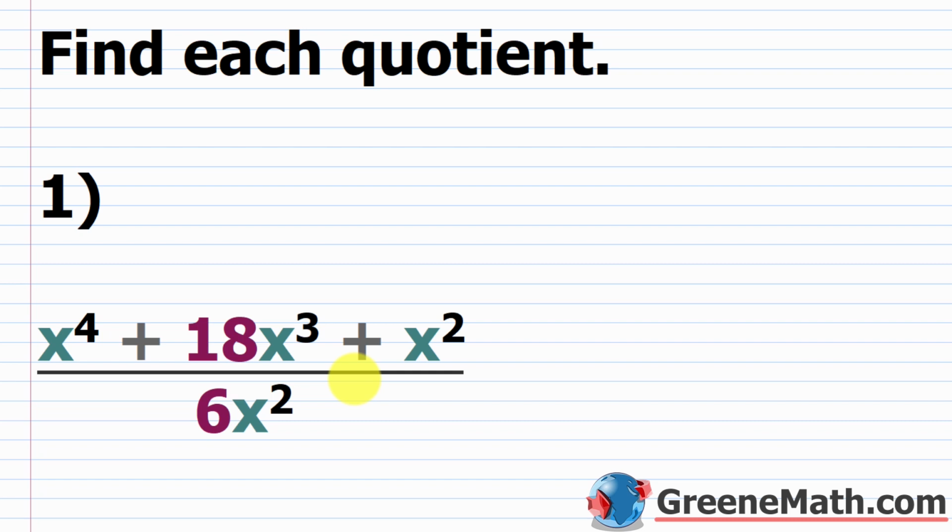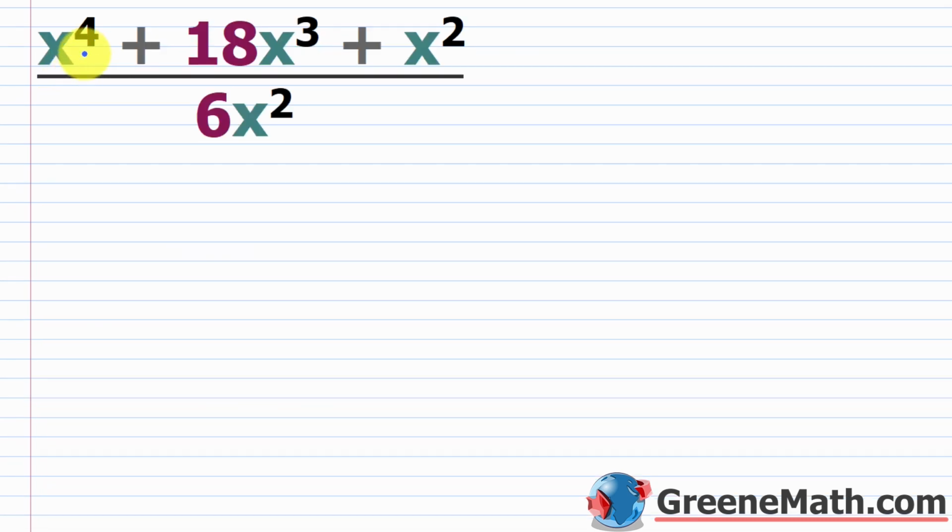So we want to find each quotient. And for problem number 1, we're going to have x to the 4th power plus 18x cubed plus x squared. This is divided by, or you could say over, 6x squared. Now we talked about in the lesson, if we're dividing a polynomial by a single term, or what we call a monomial, essentially all you have to do is this.